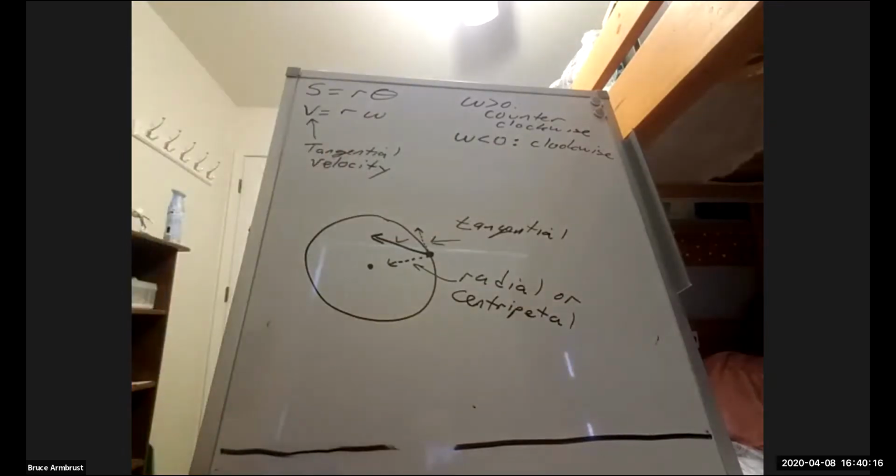Kind of depends on what we're doing and the context of the problem. But radial, because it's pointing along the radius. Centripetal, that literally means centrally pointing, so it's pointing towards the center of the circle. So I'll use both. Sometimes I'll say radial, sometimes I'll say centripetal. I would try to be consistent, but you and I both know that that won't happen.